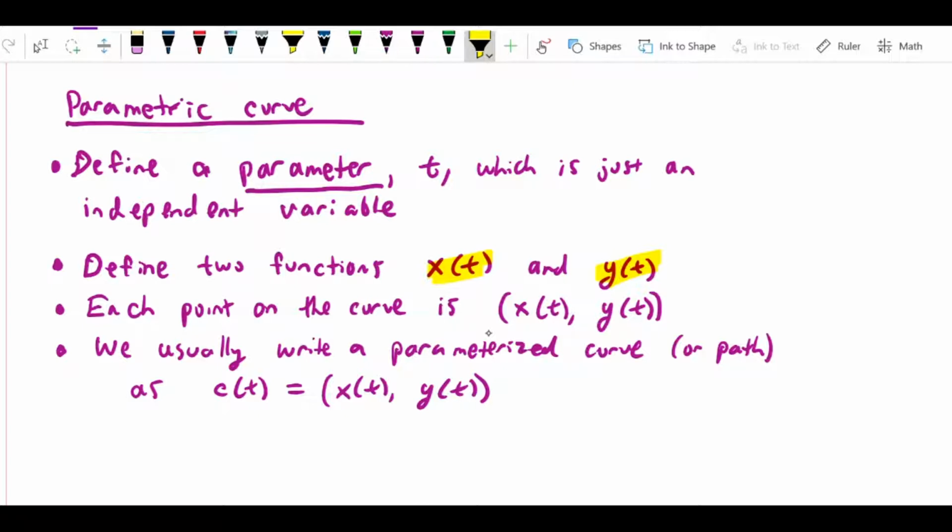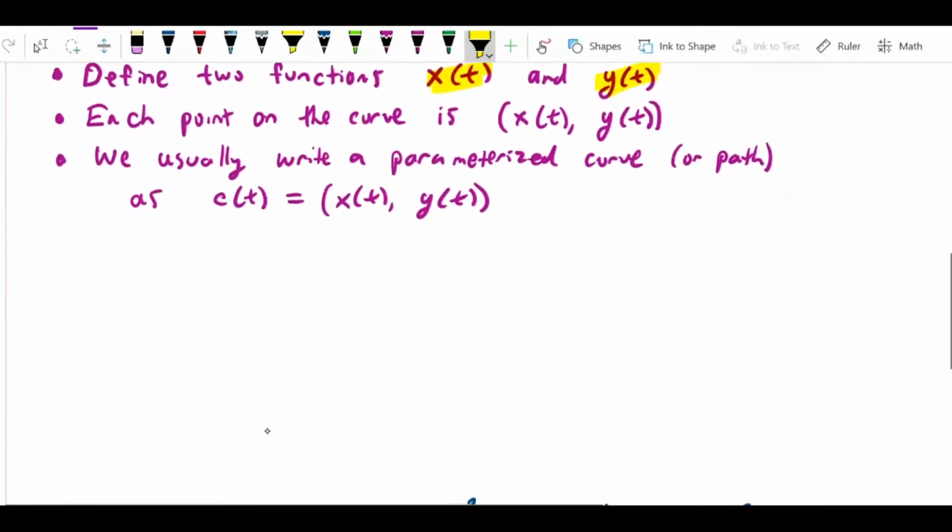One notation that's fairly common is to define the parameterized curve or path. Frequently, we're talking about motion along this curve, which is why I would call it a path, where we define that as c of t is equal to x of t comma y of t in parentheses, representing each point on the curve. You often see the variables r of t or s of t used in this place. I often just call it c of t for a curve.